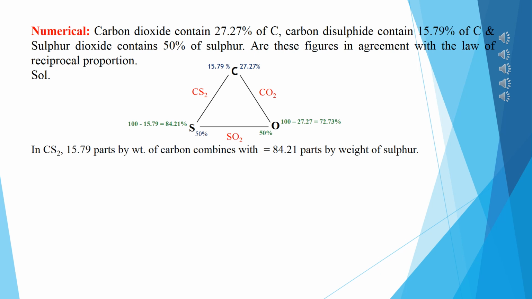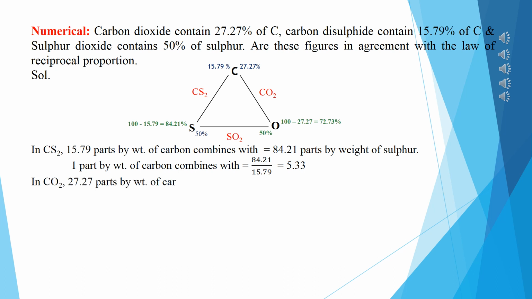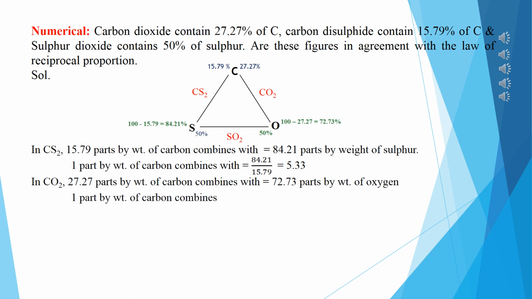So how much weight of sulfur combines with 1 part by weight of carbon? That comes out to be 84.21 divided by 15.79, which is 5.33. In carbon dioxide, 27.27 parts by weight of carbon combines with 72.73 parts by weight of oxygen. So how much oxygen combines with 1 part by weight of carbon? That comes out to be 2.67.